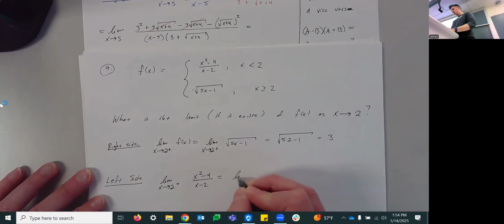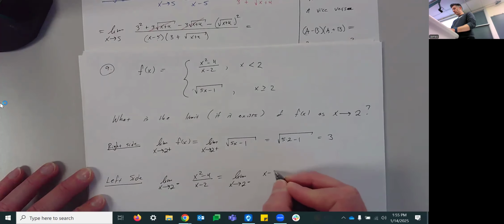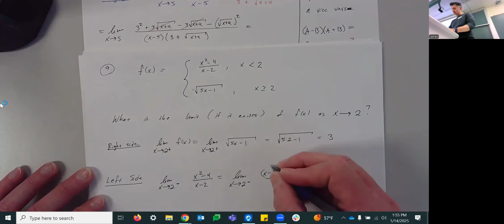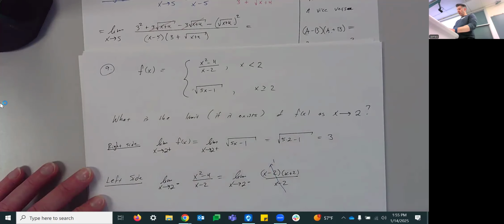So here, we have the limit as x approaches 2 from the left. The numerator factors as x minus 2 times x plus 2. The denominator is just x minus 2. X minus 2 divided by x minus 2 is 1. So we're left with the limit as x approaches 2 from the left of 1 times x plus 2. And if we plug in 2 for x, we get 2 plus 2, which is 4.